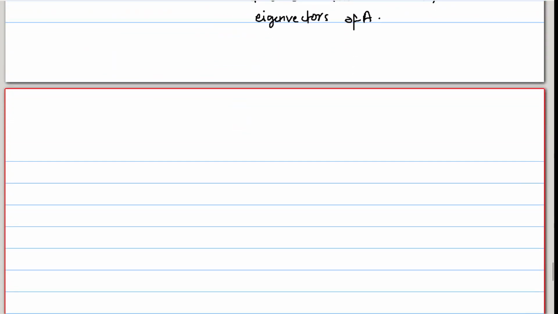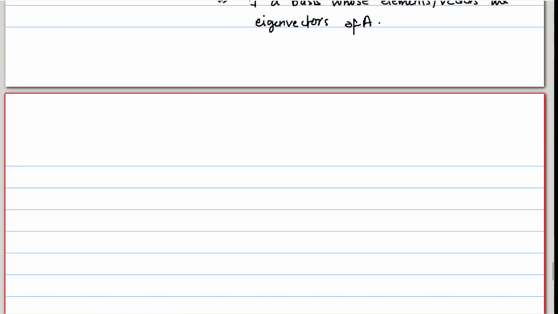The next important result. Let me just write it down. The result is that if A is diagonalizable, then A square is also diagonalizable. Or sorry, I would say A inverse, the inverse, is also diagonalizable. Why do I say this?